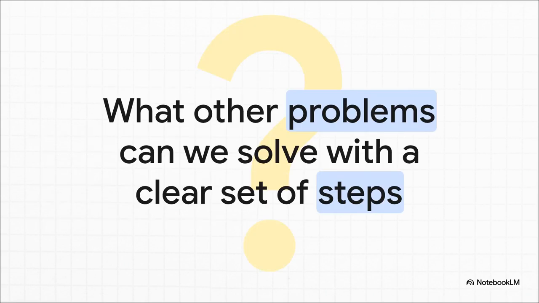And that leaves us with a final thought to chew on. If a simple little recipe like ours can reliably find the largest number every single time, what other problems, what bigger problems, could we solve if we just took the time to break them down into a clear, logical set of steps? The possibilities, well, they're pretty much endless.